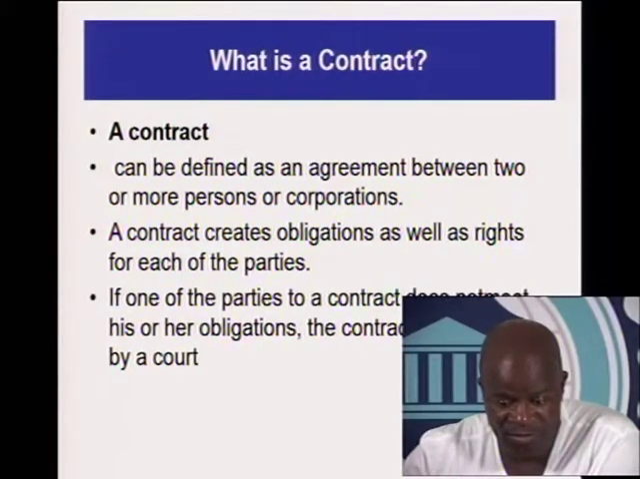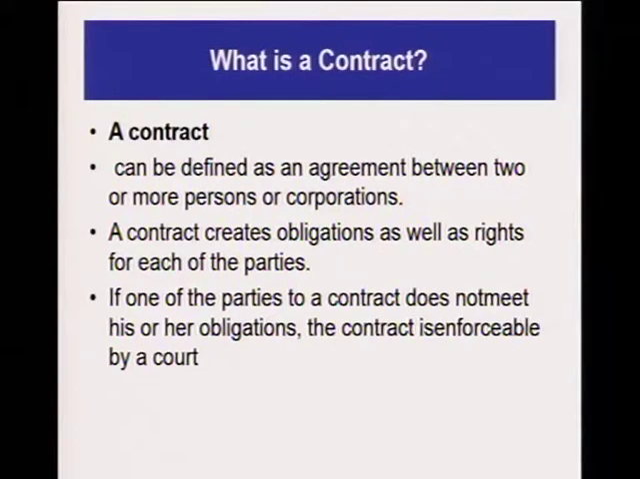If one of the parties to a contract does not meet his or her obligation, the contract is enforceable by the court. So, when we're looking at a contract here, we are saying it's an agreement between one or two people, or maybe between people and organizations. So it's an agreement. People are saying, okay, you do this for me and I do this for you. Now, for us to say there is a contract, the courts always seek to find out, was there a contract between person A and person B?